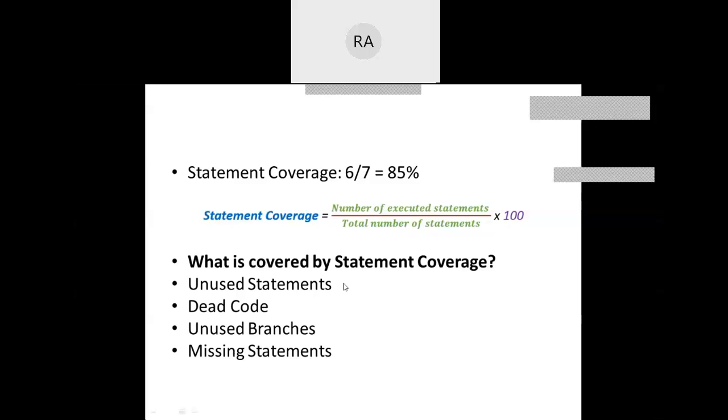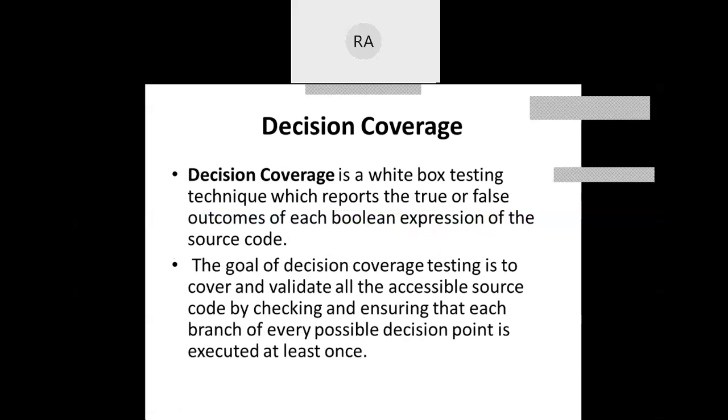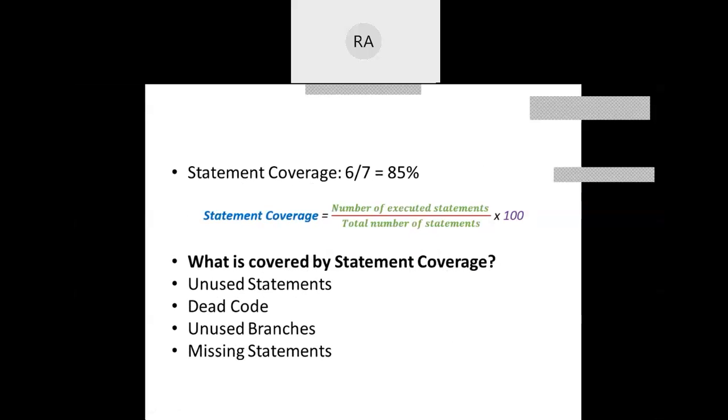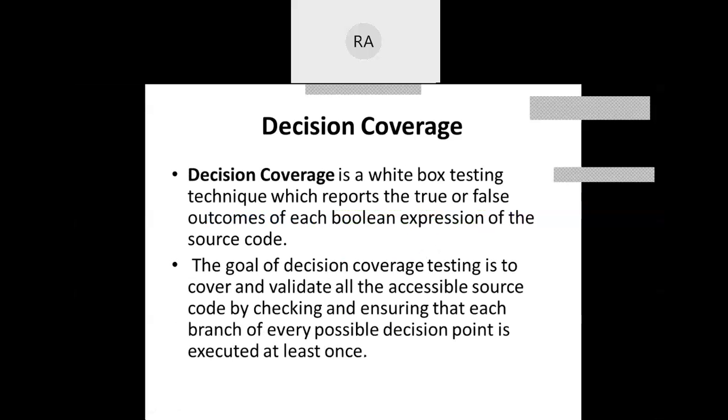Why do we have to go for statement coverage? Because these things are covered by statement coverage. After that, we have something called decision coverage, which is again a most important point in structural testing. Whatever we are studying now is under the heading structural testing, or white box testing, or glass box testing. What do you mean by decision coverage?